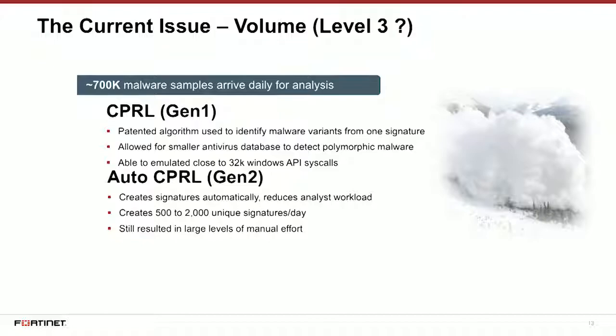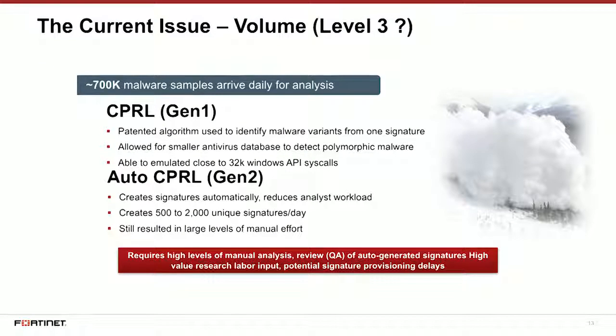So we created what is called the auto CPRL. It creates signatures automatically, aiming for two things: 100% detection and 0% false positives. Okay, it creates close to 500 to 2,000 signatures a day, but this still resulted in large levels of manual effort. That's because we weren't checking extensively for performance, but we have built a system that uses reinforcement learning that takes that into consideration. So I'm going to talk to you guys about this.